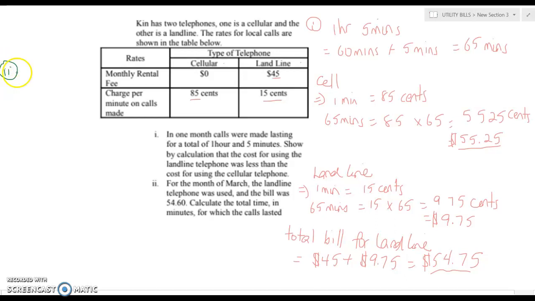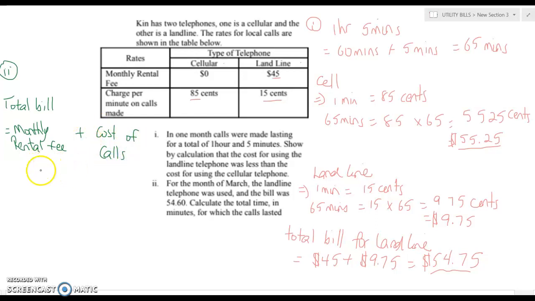It says for the month of March, the landline telephone was used, and the bill was $54.60. Calculate the total time in minutes for which the calls lasted. Now, the total bill is equal to what? The monthly rental fee plus the cost of calls, right?